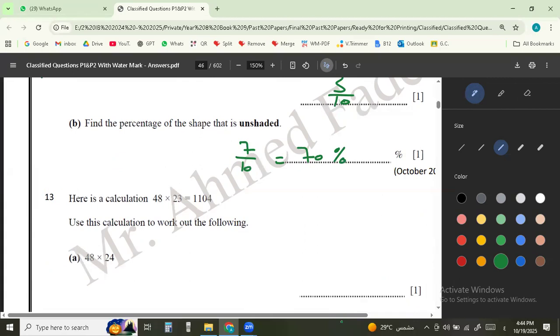Here is a calculation. Use this calculation to work out the following. 48 times 24. How can I find it? How can I use this fact? Am I supposed to just multiply normally? No, do not multiply normally. You just need to use the fact that is given to you. 48 times 23 is 1,104. Using this fact, 1,104, but I want one more 48. So I'm going to add one more 48 to it, which gives exactly 1,152.